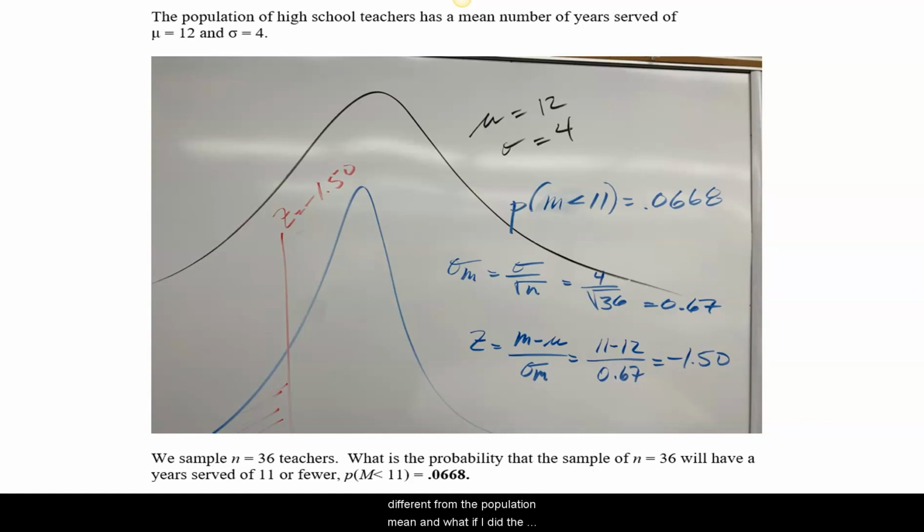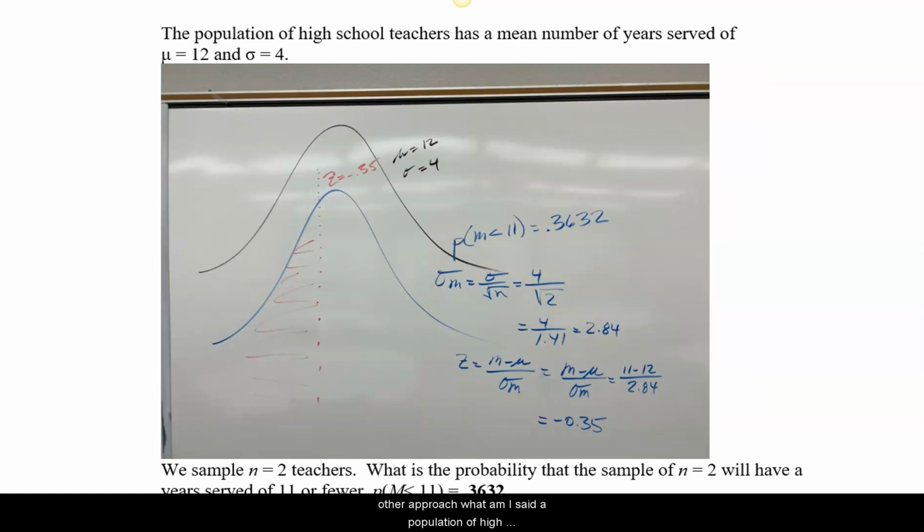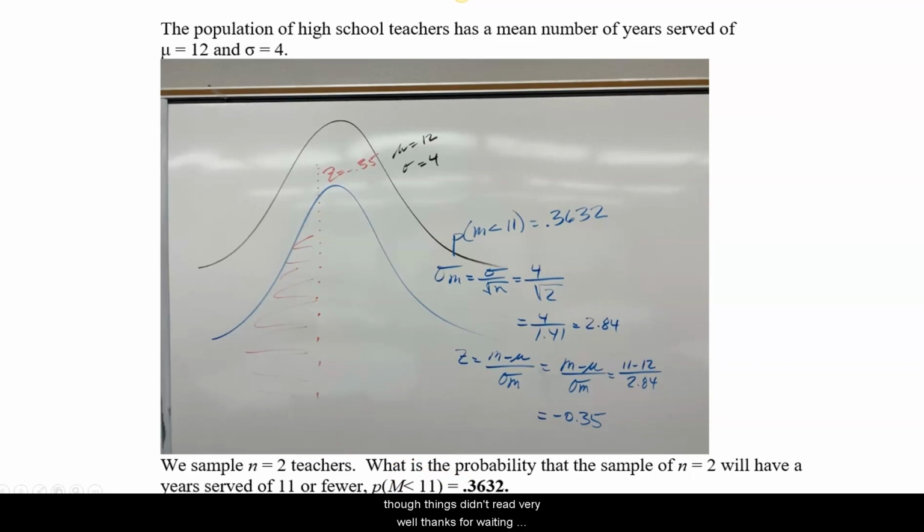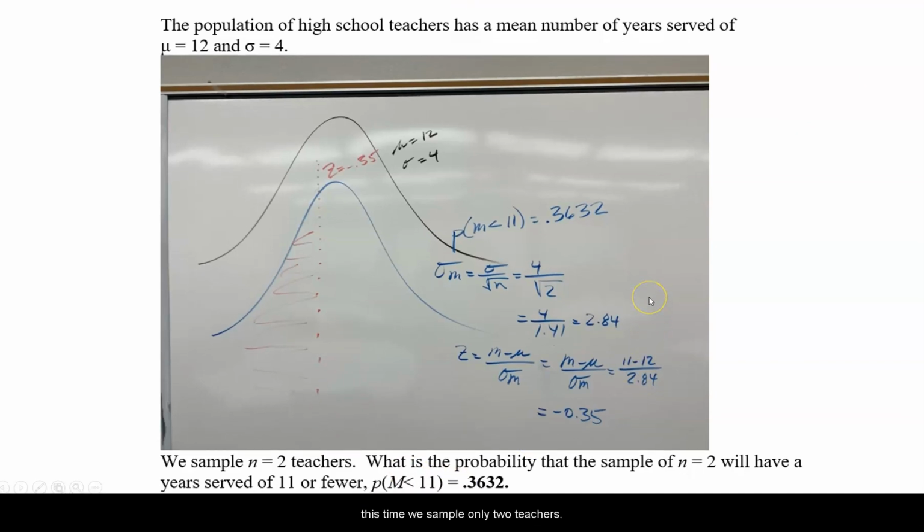Now, what if I did the other approach? What if I said a population of high school teachers has a mean number of years served of 12 and a standard deviation of 4? But this time, and excuse me, the thing didn't wrap very well. Thanks for waiting. This time, we sample only 2 teachers, which of course is a very low sample size, about as low as it can get besides 1.